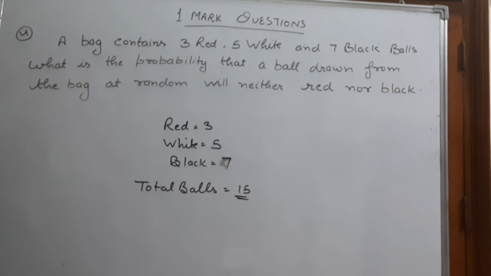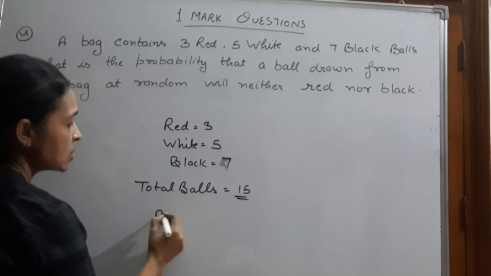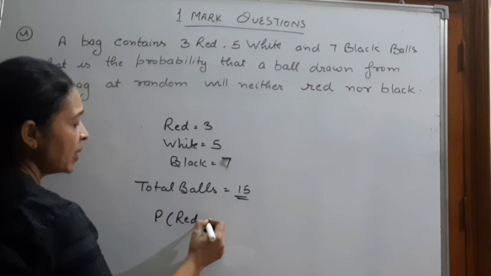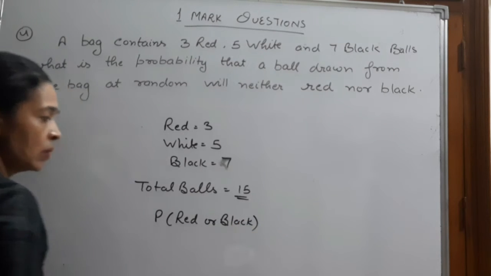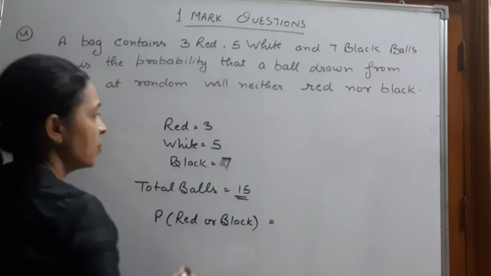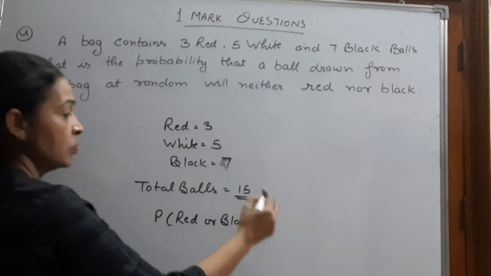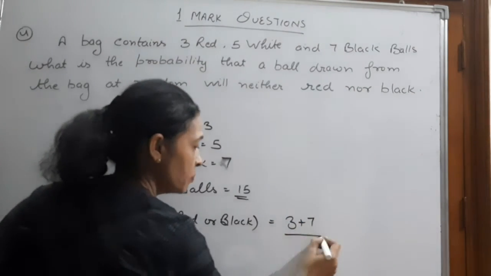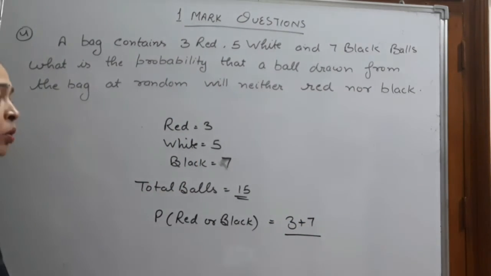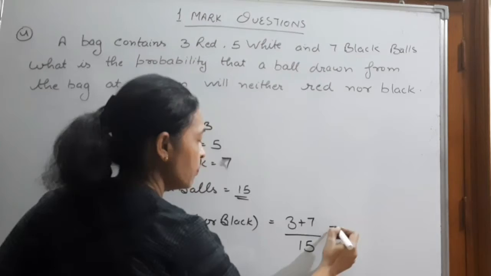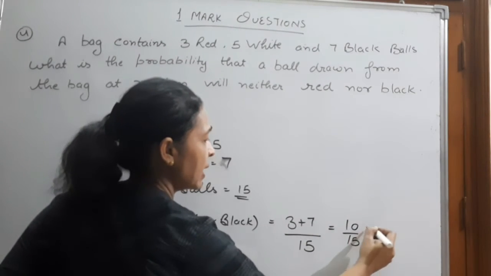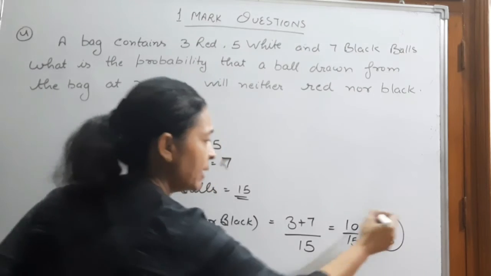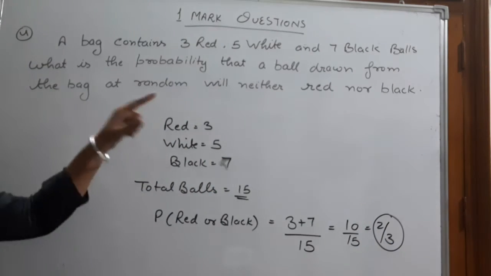What we have to find is the probability that the ball is neither black nor red. First, what will we do? We will find the probability of a red or black ball. How many favorable outcomes? 3 plus 7 favorable outcomes upon total outcomes 15. Therefore, the probability of getting a red or black ball will be 10 by 15, that is 2 by 3.